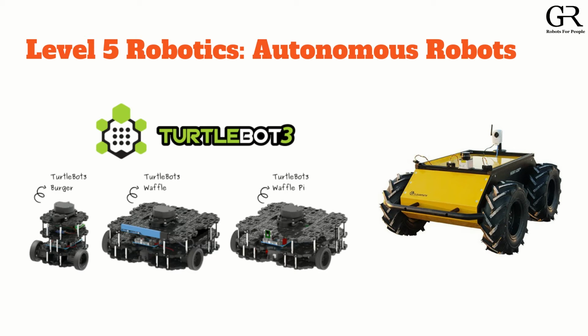Hello everyone, finally we are in level 5 robotics, which is autonomous robots. Autonomous robots are more capable of performing autonomy, which is nothing but to find out its own path. That is one good example of autonomous robots. And as you can see here, there are two different types of robots mentioned.